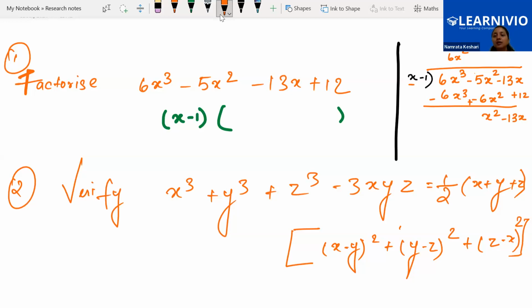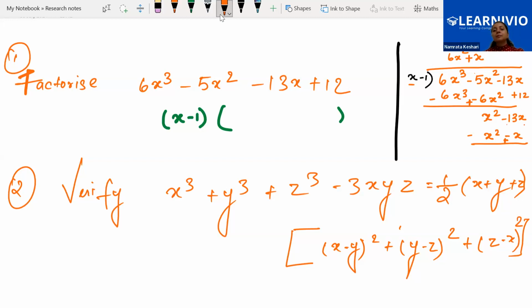Now, what can we take over here? Ma'am, x square. x square or just x? Just x. Plus x or minus x? Plus x. Plus x we will be taking because here plus 6x square minus 5x square is plus x square we are having. Yes, we are getting plus x square minus x. And again we will do the subtraction. Due to subtraction we have to change the sign. This minus x became plus x. So minus 13x plus x is what?